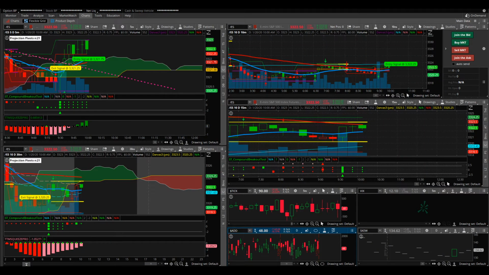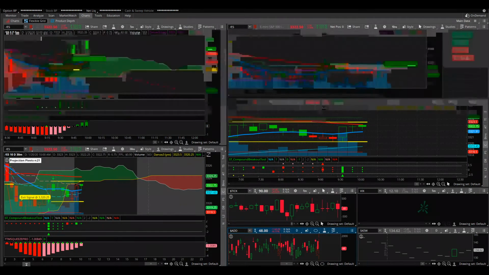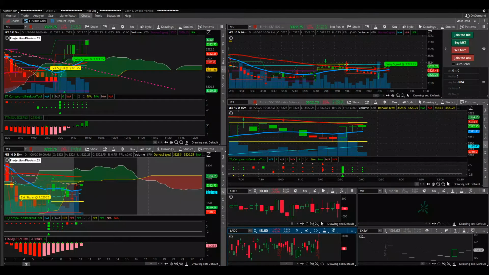So the idea behind this is that I want to actually show you guys how I personally set up my Thinkorswim platform. A lot of people do have questions on what indicators to use, what's the best way to use them, scanning for good swing plays.